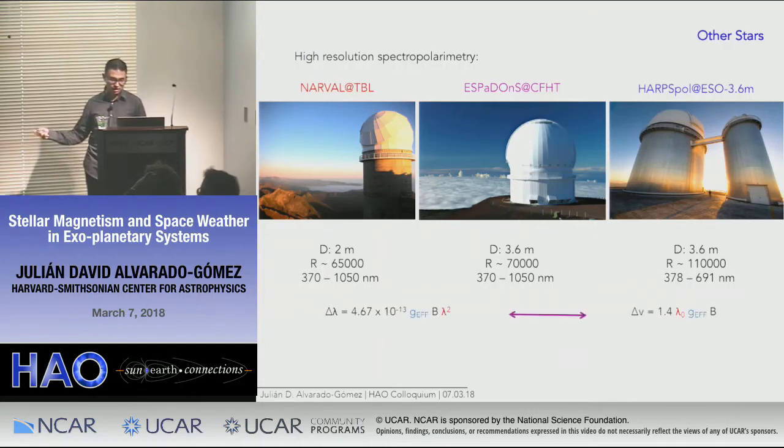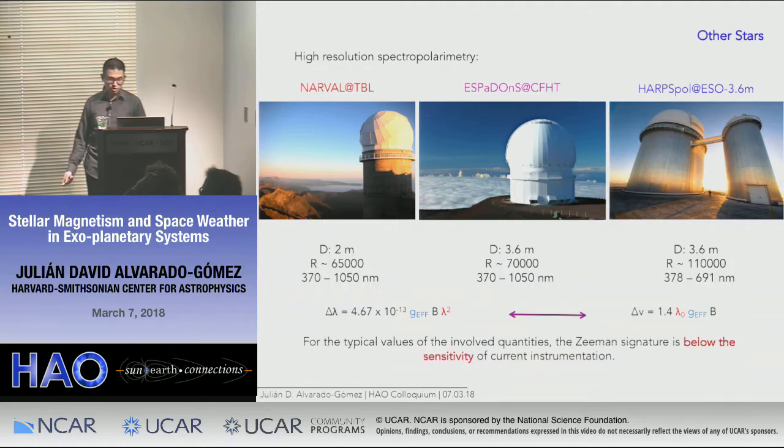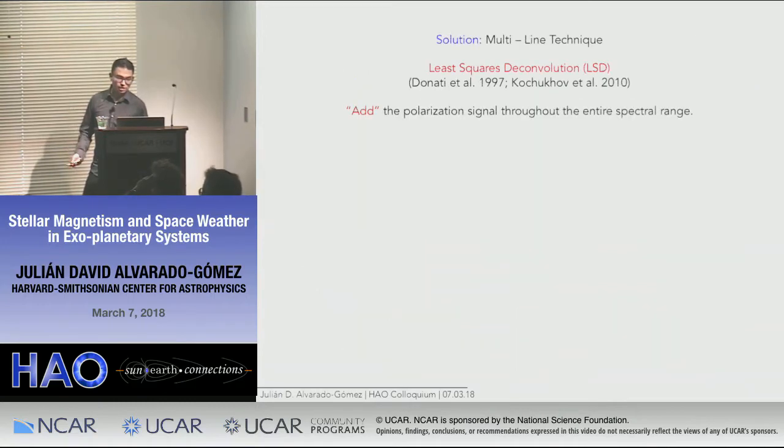And if you look at the relations that we just talked about quickly before, you will notice that for the typical quantities, the signal from the Zeeman signature is going to be below the sensitivity of this instrument. So what do we do about that? We have a solution, and that solution is a multi-line technique that adds coherently the polarization signal in all the lines of the entire spectral range that you're covering.